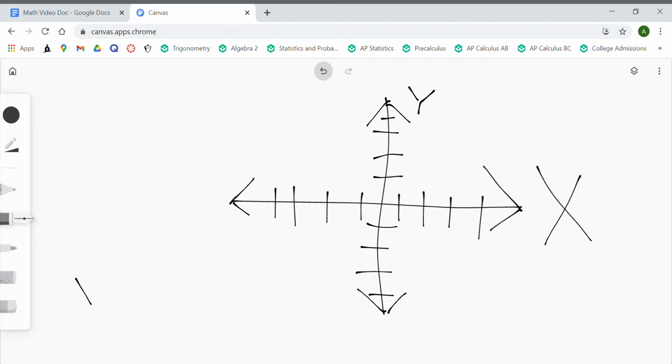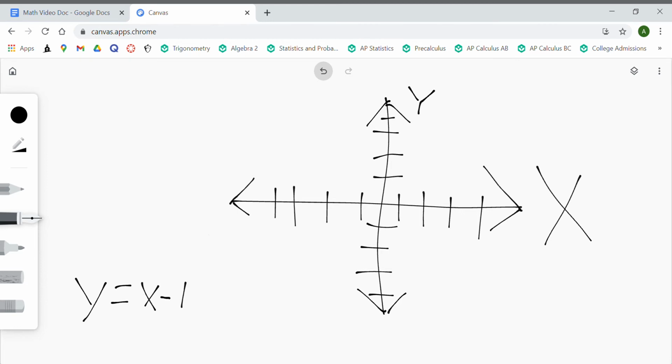Okay, so how about we try this first one. y equals x minus 1. So, remember that slope is equal to rise over run. As we can see here, we have x, no coefficient next to it, and when we have no coefficient next to it, it means that our coefficient is 1, which means that our slope is 1. So m equals 1.